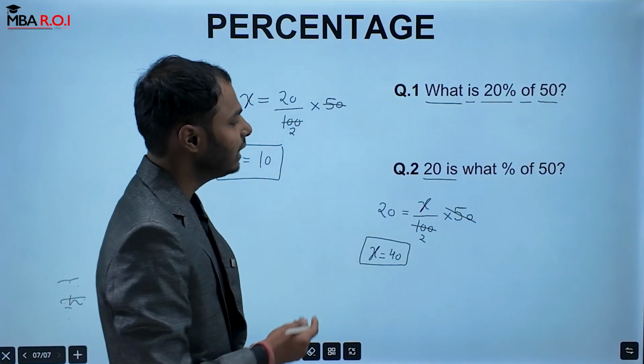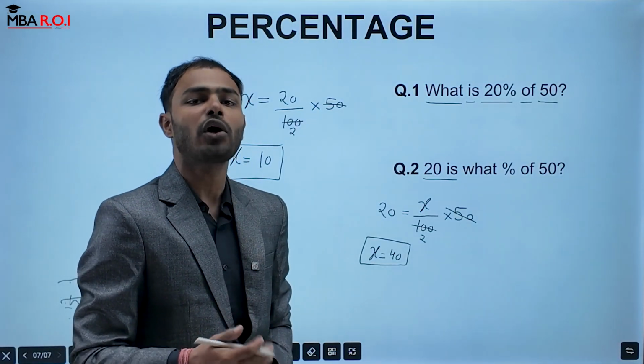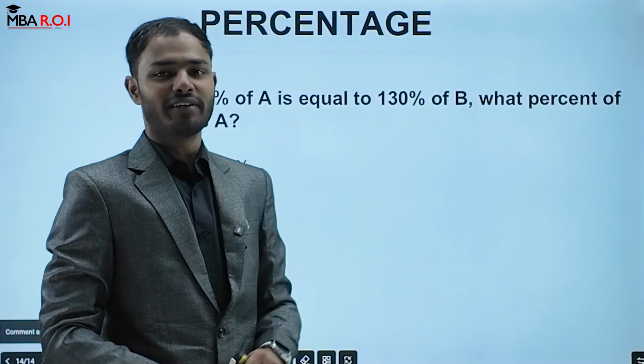So now the answer to 20 is what percent of 50? We can say 20 is 40% of 50. So in this way we can solve any question. Let's start with this question.